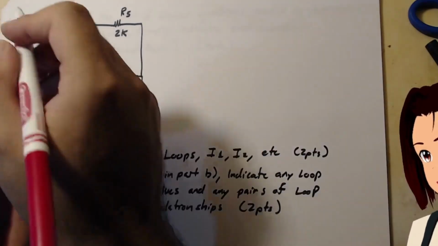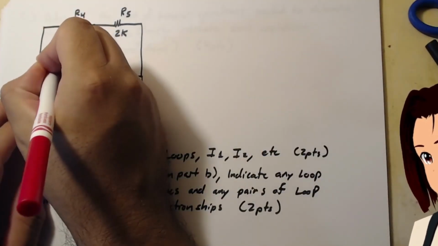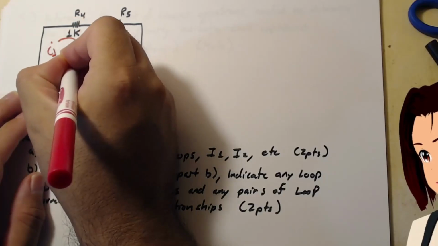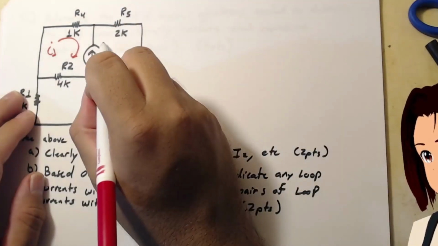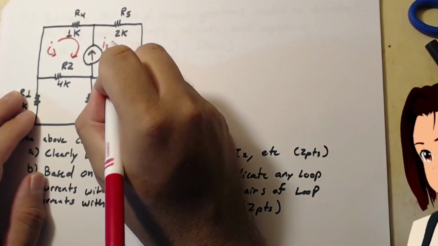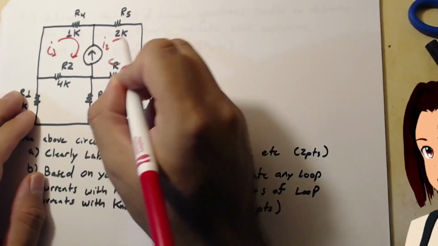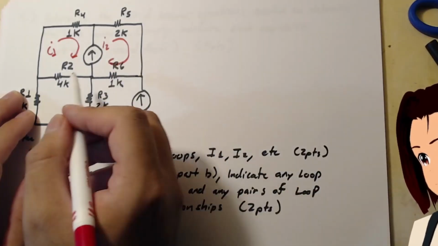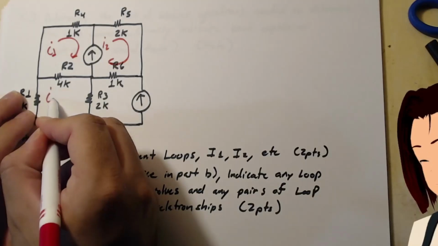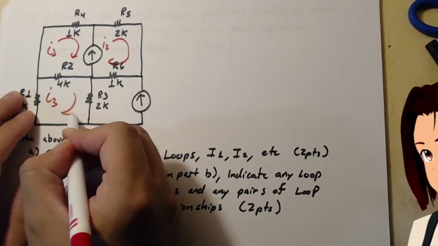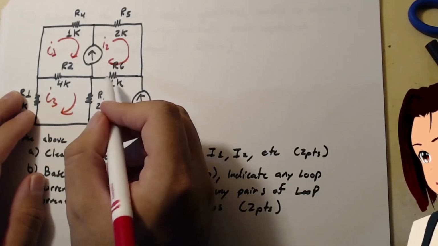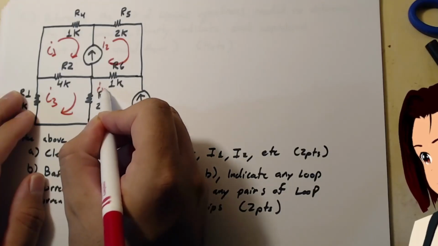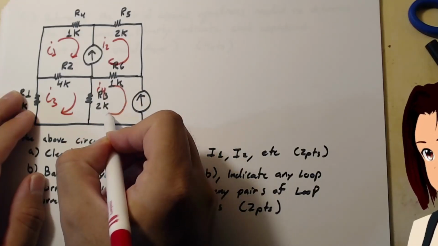So here's the deal. We have I1 going in a loop. I2 going in a loop as well. And I3 in its own loop too. And I4 going in its loop as well.